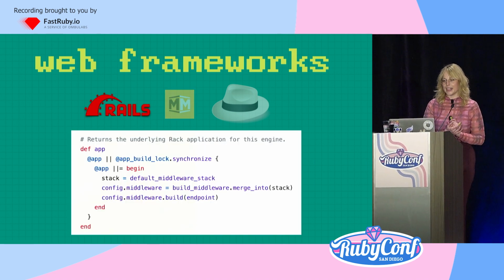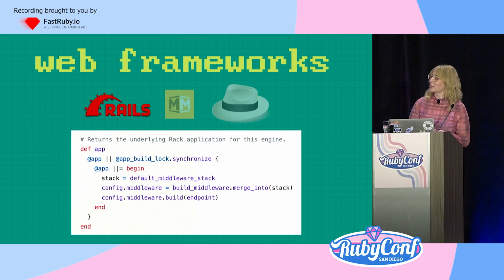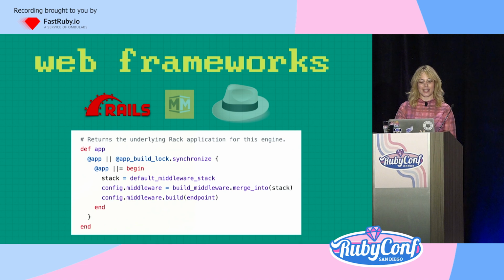All right. And here we have Rails. So at the heart of Rails, we have this app method, and this is responsible for initializing the Rack application. Rails uses a lazy initialization strategy, ensuring that we're only building our Rack application when it's needed.